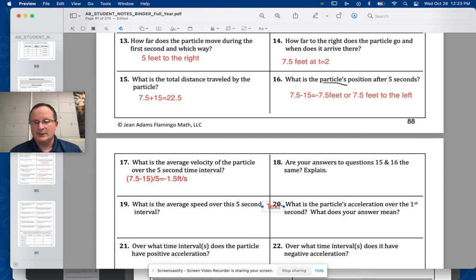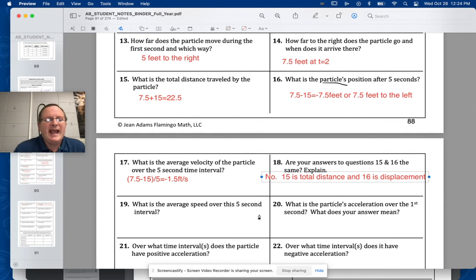Okay, so let's write that. Nope. 15 is total distance. Okay, and 16 is displacement. There you go. Okay. 19, the average speed over this 5 second interval.